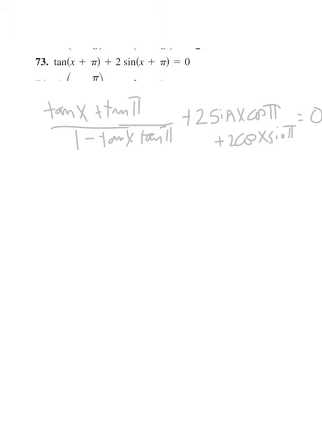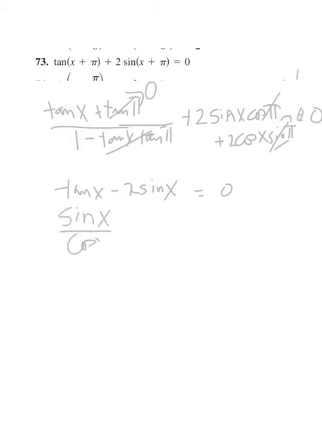Anyway, so let's do a little inventory. Tangent of pi is 0, so this whole thingy here just becomes tan x. Now cosine of pi, that's -1, so I got -2 sine x, and then the sine of pi, well, that's equal to 0. So we just have this now. So we seem to be pretty much in business. So we have sine x over cos x minus 2 sine x is equal to 0.